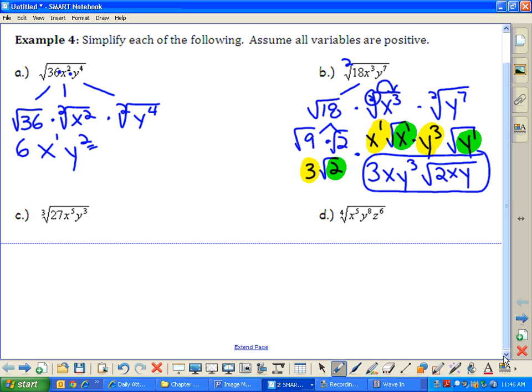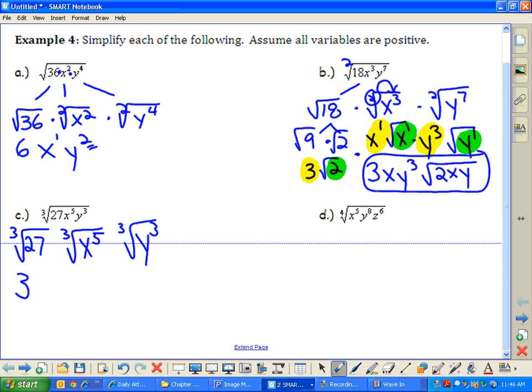Part C, a little bit different because this time around, it's a cube root. But we could still use the product property even when we're looking at the cube root. This is going to break apart into the cube root of 27 times the cube root of x to the 5th times the cube root of y to the 3rd. Cube root of 27, you memorize those 5 numbers, right? 27 is one of our perfect cubes. Very good. I hear it around the room.